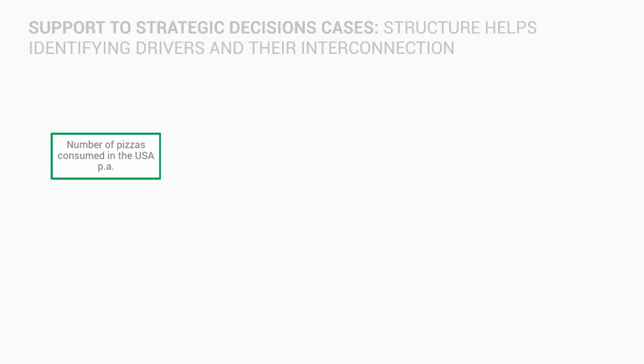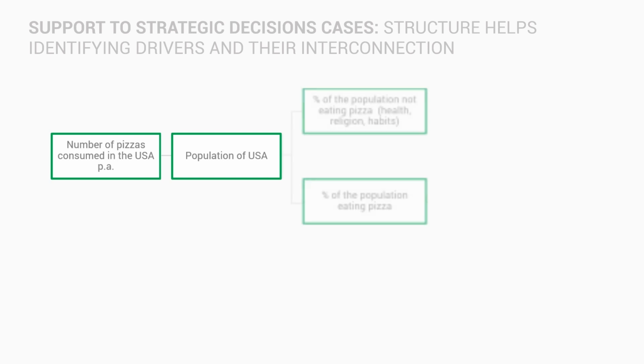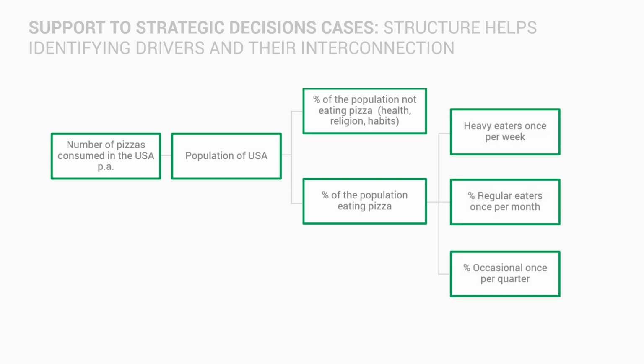Again, we could break this down by using a tree structure. The number of pizzas consumed in the USA per annum is dependent on the population of the USA. This needs to be further narrowed down by breaking it into the percentage of population that does not eat pizza, possibly due to health or religion, habit, and so on, and the percentage of population that eats pizza. This pizza-eating population can be further broken down into the percentage of heavy eaters, who eat once a week, percentage of regular eaters who eat once a month, and percentage of occasional eaters who eat pizza once per quarter.